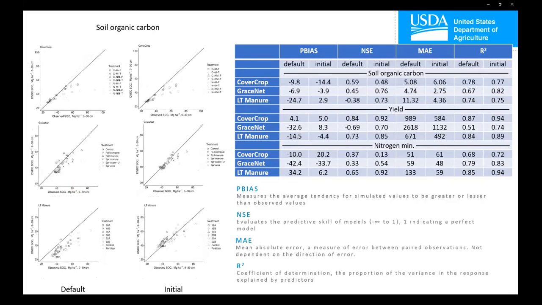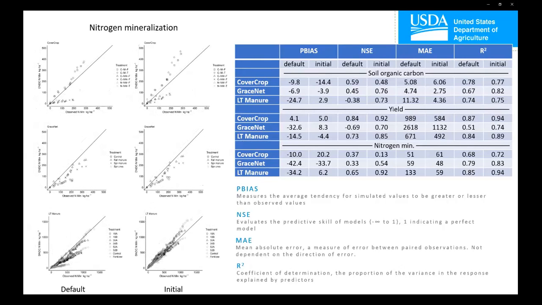Cover crop fit with soil organic carbon declined slightly from the default as a result of attempts to better simulate triticale yield. GraceNet fit with soil organic carbon well in the default capacity. However, the calibration efforts improved all fit statistics modestly. The LT manure model in the default capacity underestimated soil organic carbon, probably as the initial estimate of soil organic carbon was low. It was evident at all sites, but especially at the long-term manure site, that the denitrification decomposition model underpredicts nitrogen mineralization where manure is applied at a low rate or where manure is not applied.